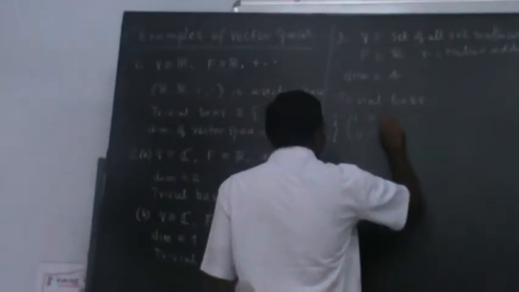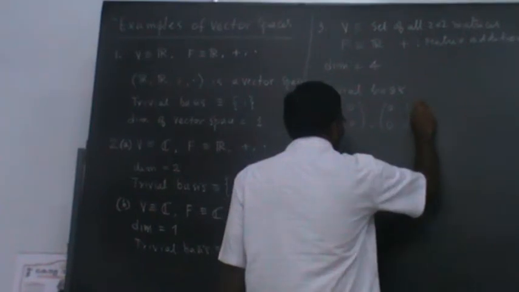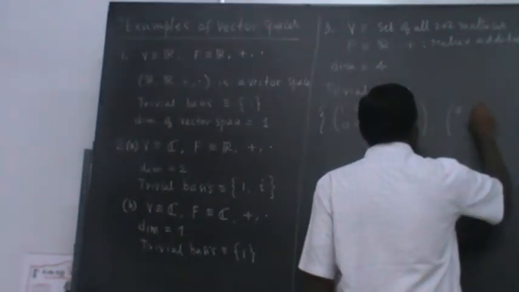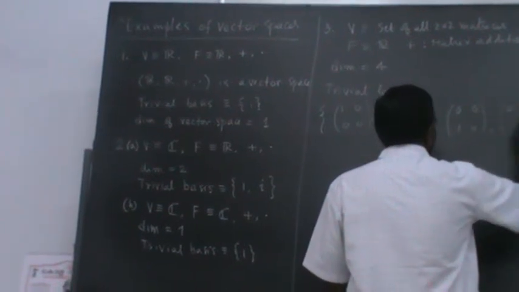Yes. So one matrix with 1 here, 0 here. Another matrix with 0 here, 0 0 1 0, 0 0 0.